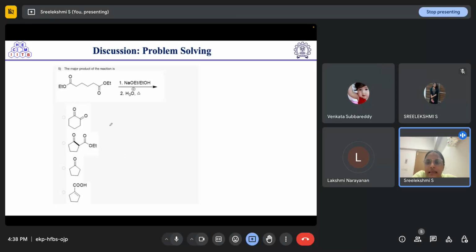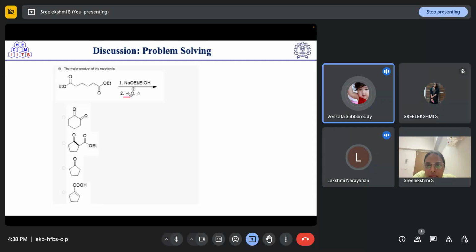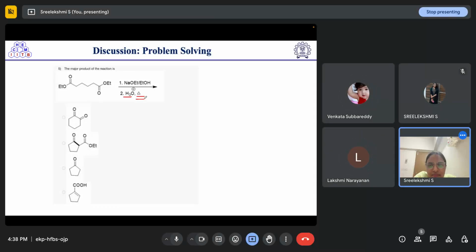We'll see, but here there is some difference. After the ester hydrolysis with water, we are also heating. So the fourth one will be the answer. Yes, actually, here on heating, decarboxylation is happening and carbon dioxide is eliminated.